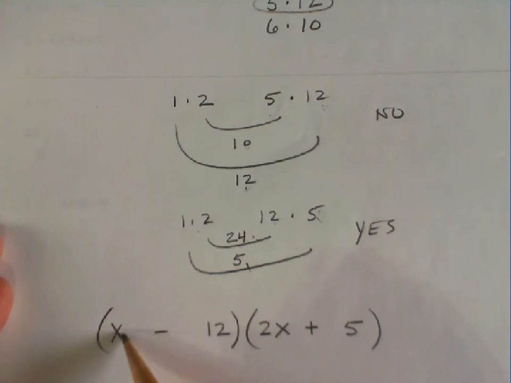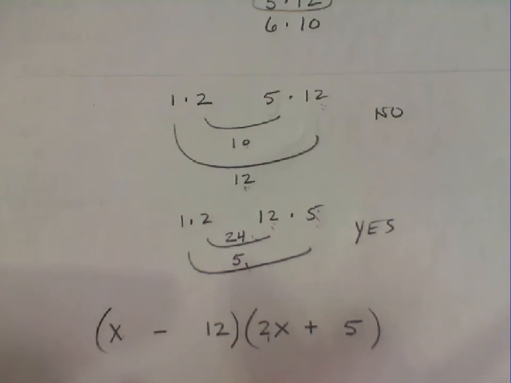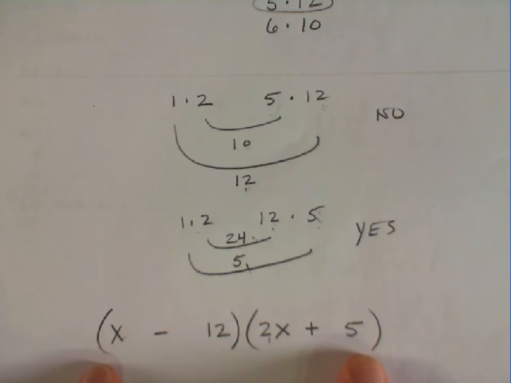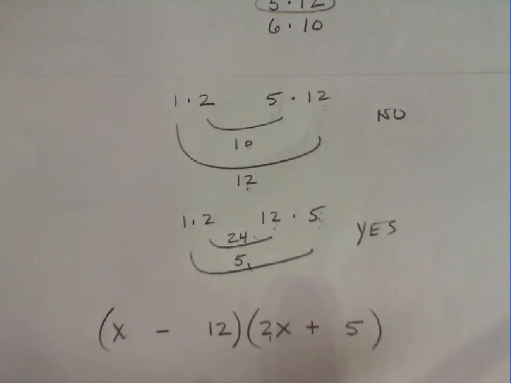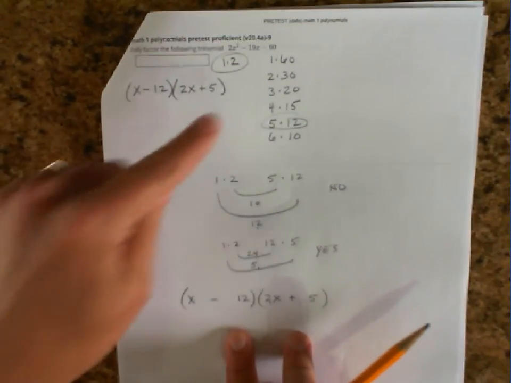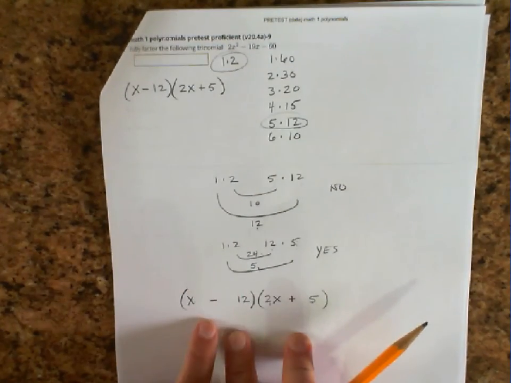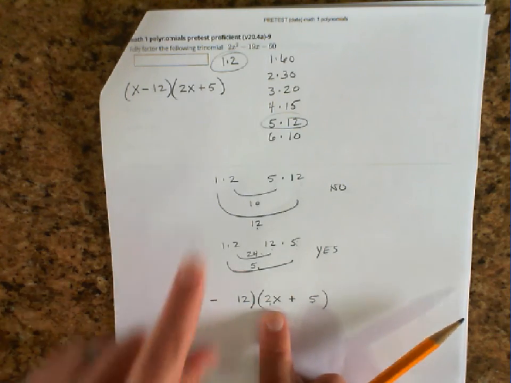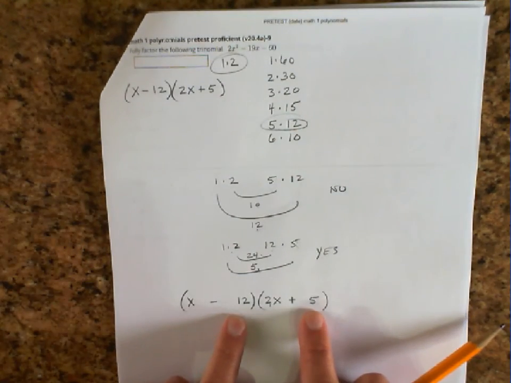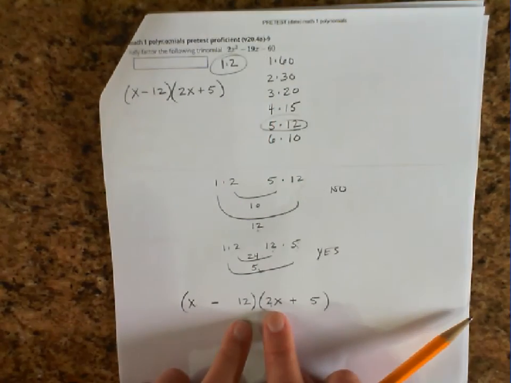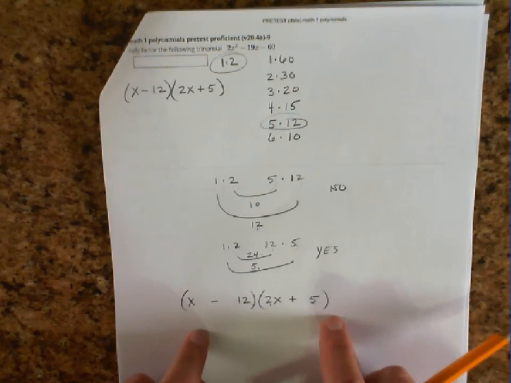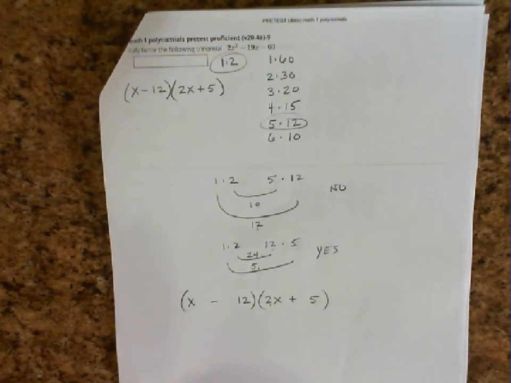These are my x's, x and 2x. This is my 12, my not an x, my not an x. Notice right here, this gives me a negative 24 and a positive 5. Negative 24, positive 5 gives me a negative 19. Negative 12 times 5 gives me a negative 60. So it's working out. I'm checking this against the original problem. There's my 2x squared, there's my negative 60. Negative 24, positive 5, negative 19. Cool, thanks for watching.